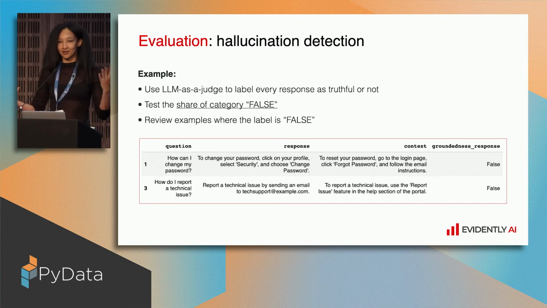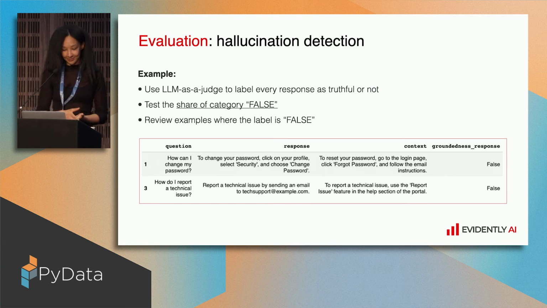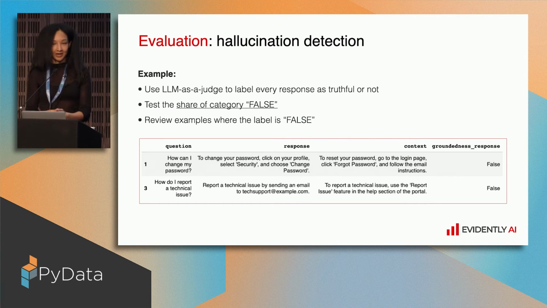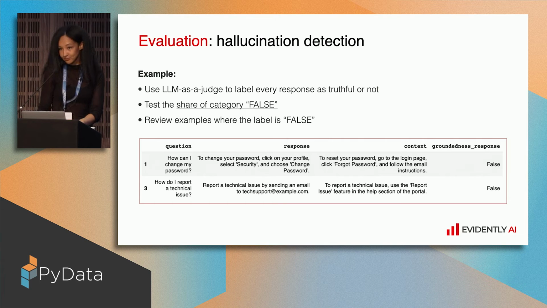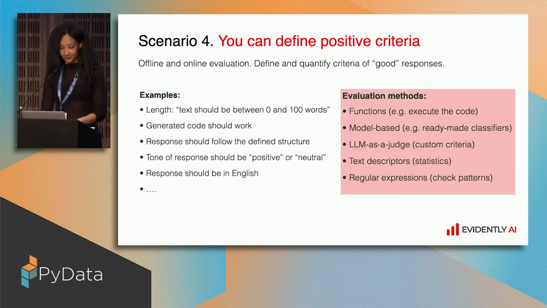So it's always like an art to build very nice evaluations for LLMs, but I believe it's very interesting. So yeah, going back to LLM as a judge, you can then test in regression testing. You can check for the share of category false, and then manually review all the responses where you had this label false. Why not add such examples to your golden dataset? I think it makes sense, because later you will be able to do regression testing taking into account such kinds of examples, which is quite good.